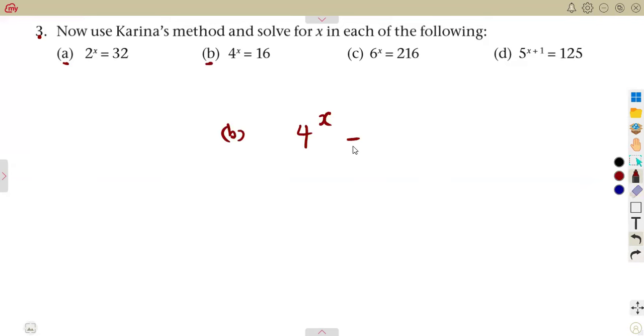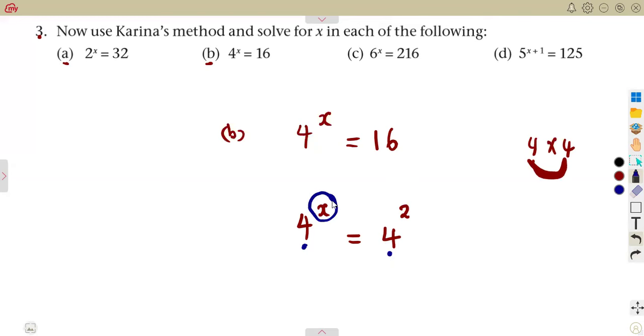4 to the exponent of x is equal to 16. Can we write 16 in the base of 4? Yes, we can. 4 times 4 gives us 16. So it is 4 being raised to the power of 2. 4 is multiplying itself 2 times. As long as these bases here are the same, the powers, the exponents, will be the same. So our x is going to be equal to 2. We have got the value of x.